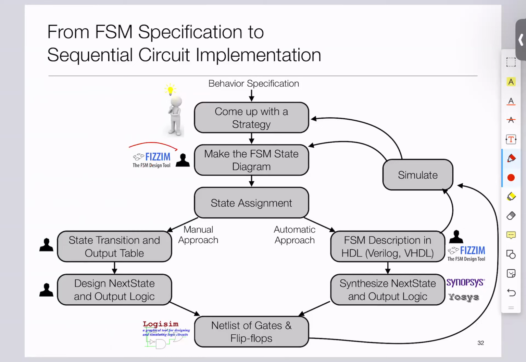Then there are tools like FISM. It's a tool dedicated to designing finite state machines. So there you draw these diagrams with edges and all, and then you push a button in their user interface and it outputs Verilog. And then you take Verilog and it creates hardware for you. So today, designing FSMs is super easy.